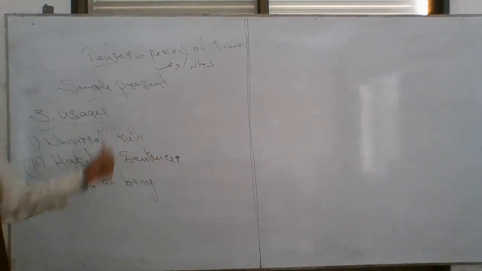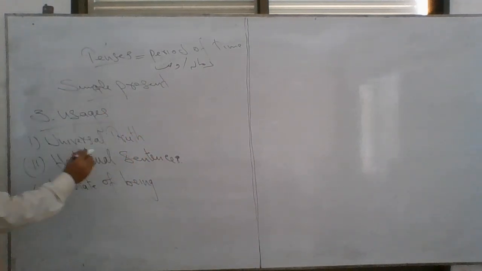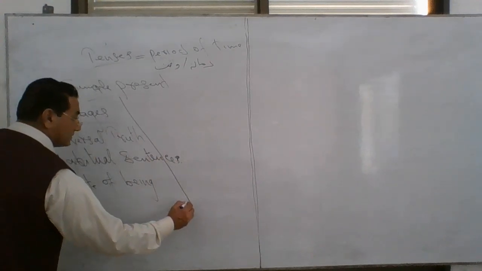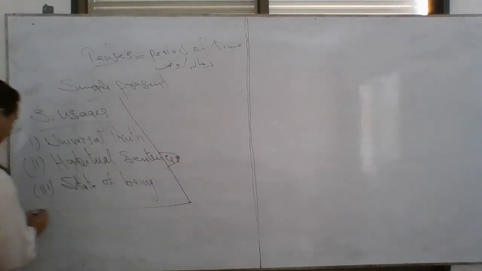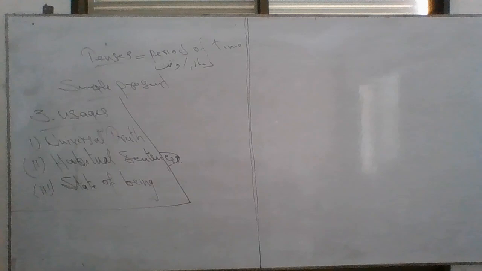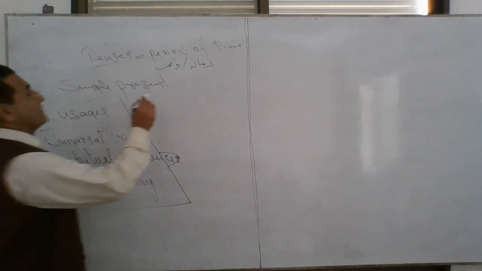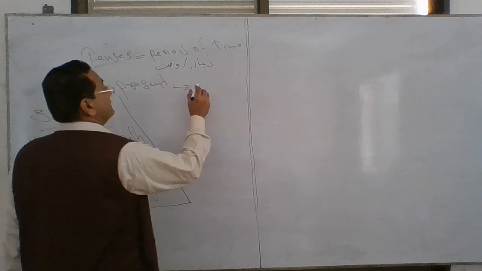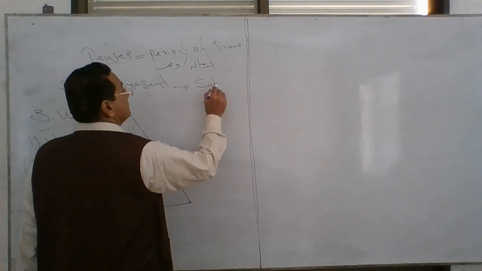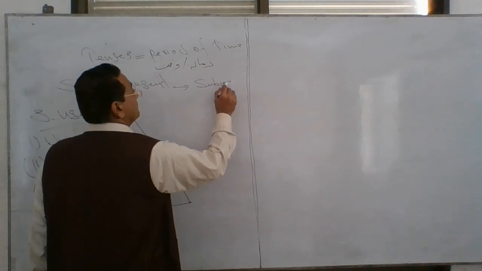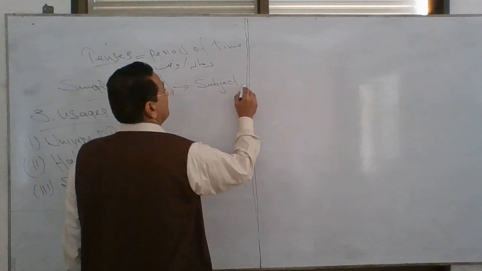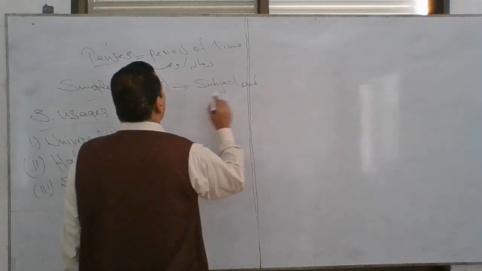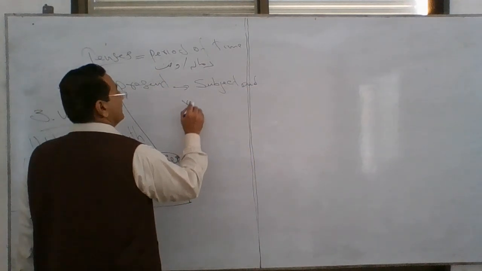That we are going to discuss next time. So for these three things, we are using simple present tense. Now, the main thing in simple present tense is that there is subject, verb, and subject-verb agreement.